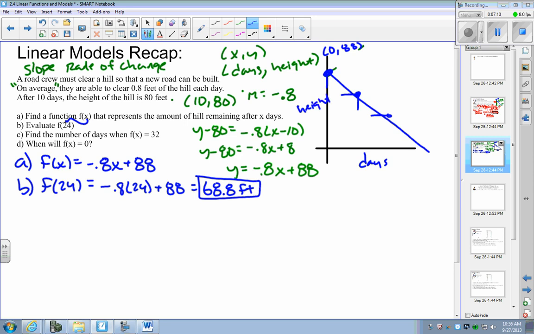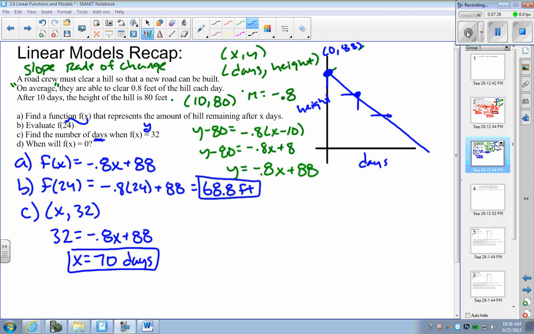Okay, next piece. Find the number of days when f of x equals 32. Okay, find the number of days. So we're looking for an x value, so that means this has to represent our y. So same thing as before. Throw a 32 in for your y value, and we're just going to solve. Okay, so we get 70 days for that.